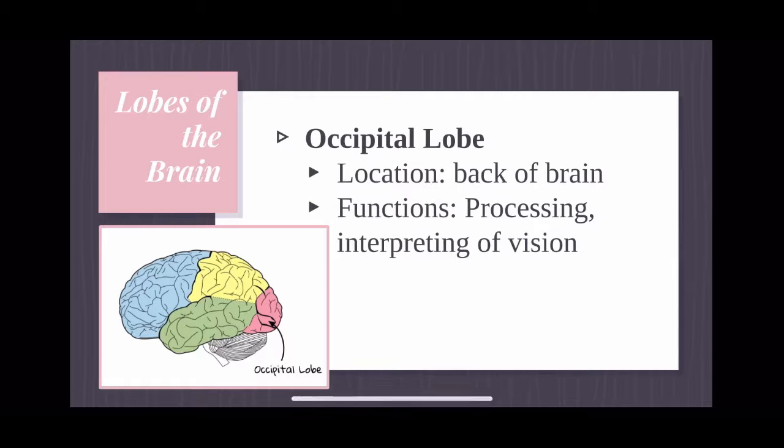The third lobe of the brain is your occipital lobe, and that is in the back of your brain. So if you were to put your hand in the back of your head, not your neck, but the back of your head, right below your hand on the other side of your skull is your occipital lobe. And the occipital lobe's job is to process your vision.